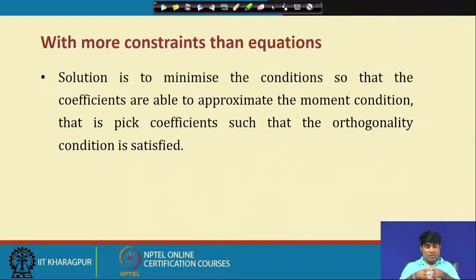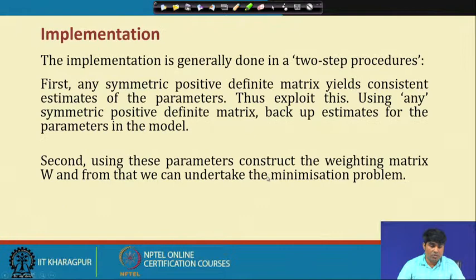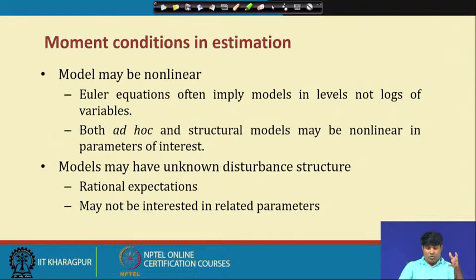The solution is to minimize the condition so that the coefficients are able to approximate the moment condition, that is, pick coefficients such that the orthogonality condition can be satisfied. That is the requirement. Models may be nonlinear, but some equations often imply models in levels, not logs of the variables. So that means some kind of adjustment you have to do when the situation is overidentified. And I am not bringing too much mathematics here, because the particular method is very critical and very complex compared to fixed effect models and random effect models.